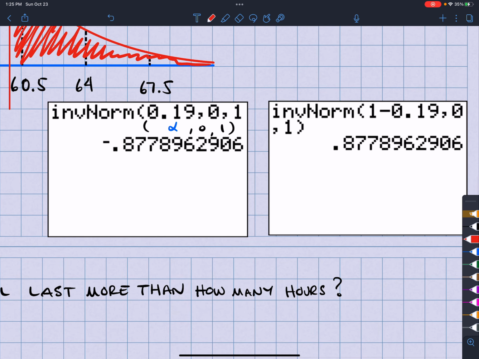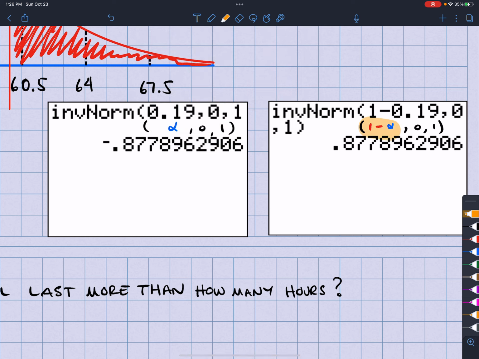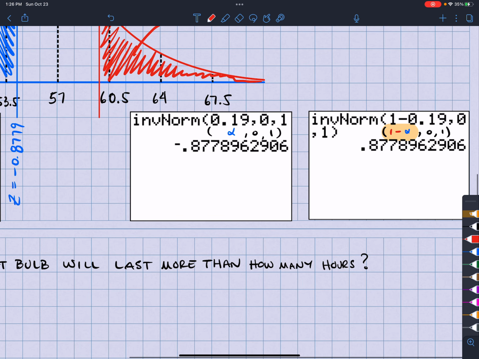I want you guys to notice this. This is going to be 1 minus that alpha, comma 0, comma 1. Okay? So notice that I had to put that 1 minus in there. When I put the 1 minus in there, what does that give me? That gives me positive 0.8779 as my z-score.